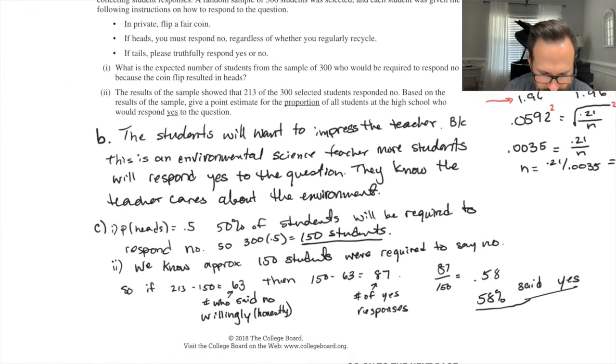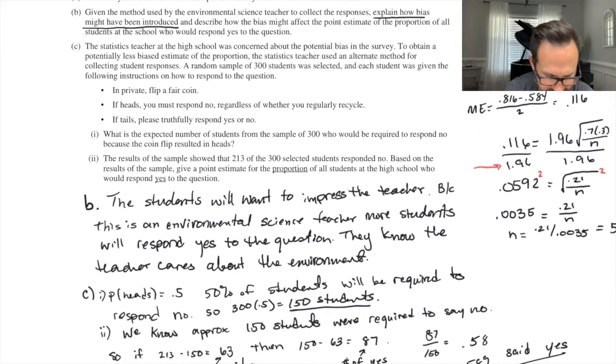The next part, B, is asking, could there potentially be bias in this type of questioning? And that's absolutely, you're talking to an environmental science teacher who probably thinks that the environment's important, right? And so that person is going to put a pretty high value on recycling. And so when you are asked by that teacher, you want to kind of impress the teacher. Students typically want to impress their teachers, or at least get the right answer, right?